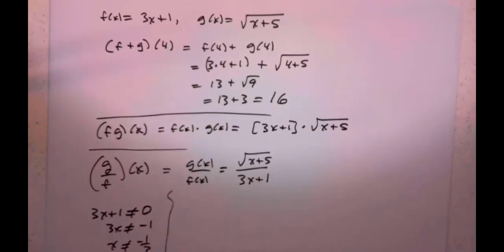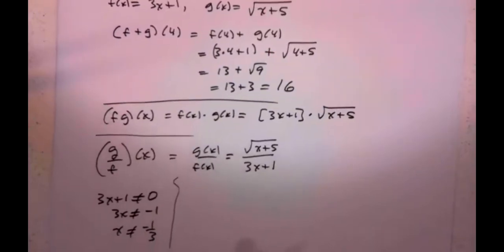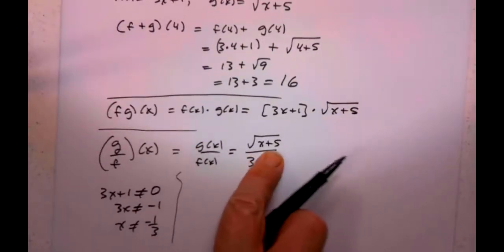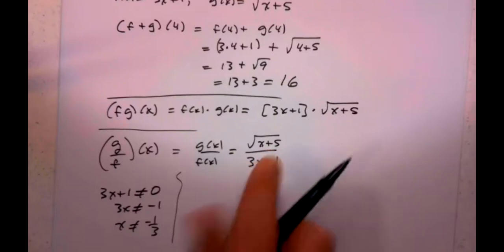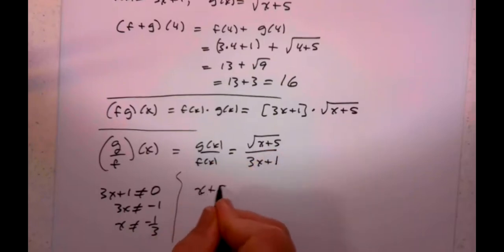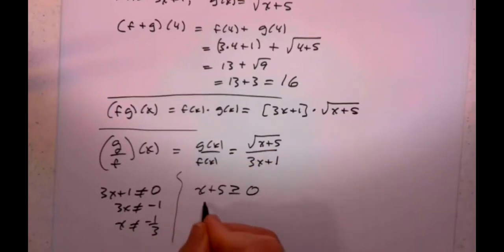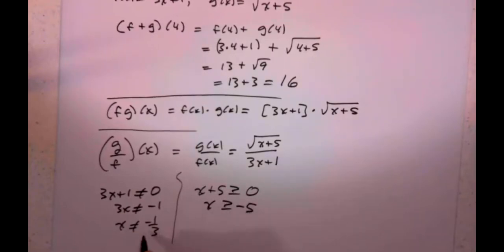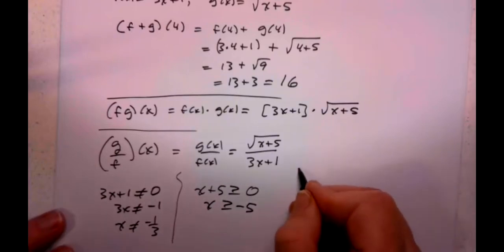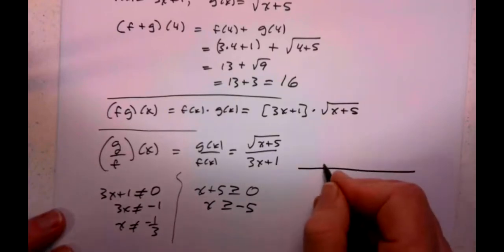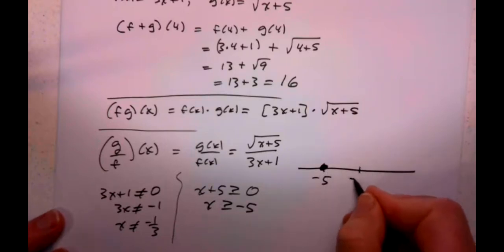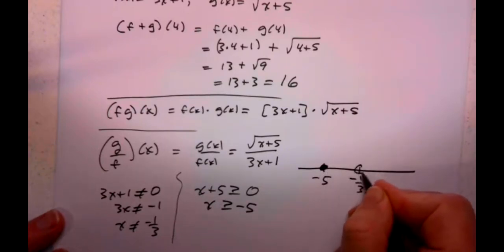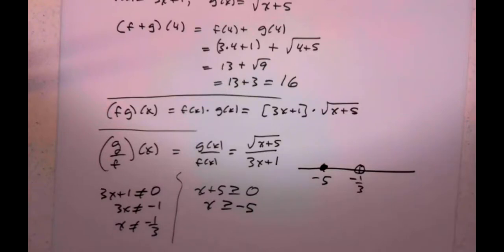Okay, but what else do we know about the domain? The thing under the square root cannot be negative. So x plus 5 has to be greater than or equal to 0. So x has to be greater than or equal to negative 5, but it can't equal negative 1/3. So if I lay out my number line, greater than or equal to negative 5, fine. But when I get to negative 1/3, I have to remove it because that makes the bottom 0.